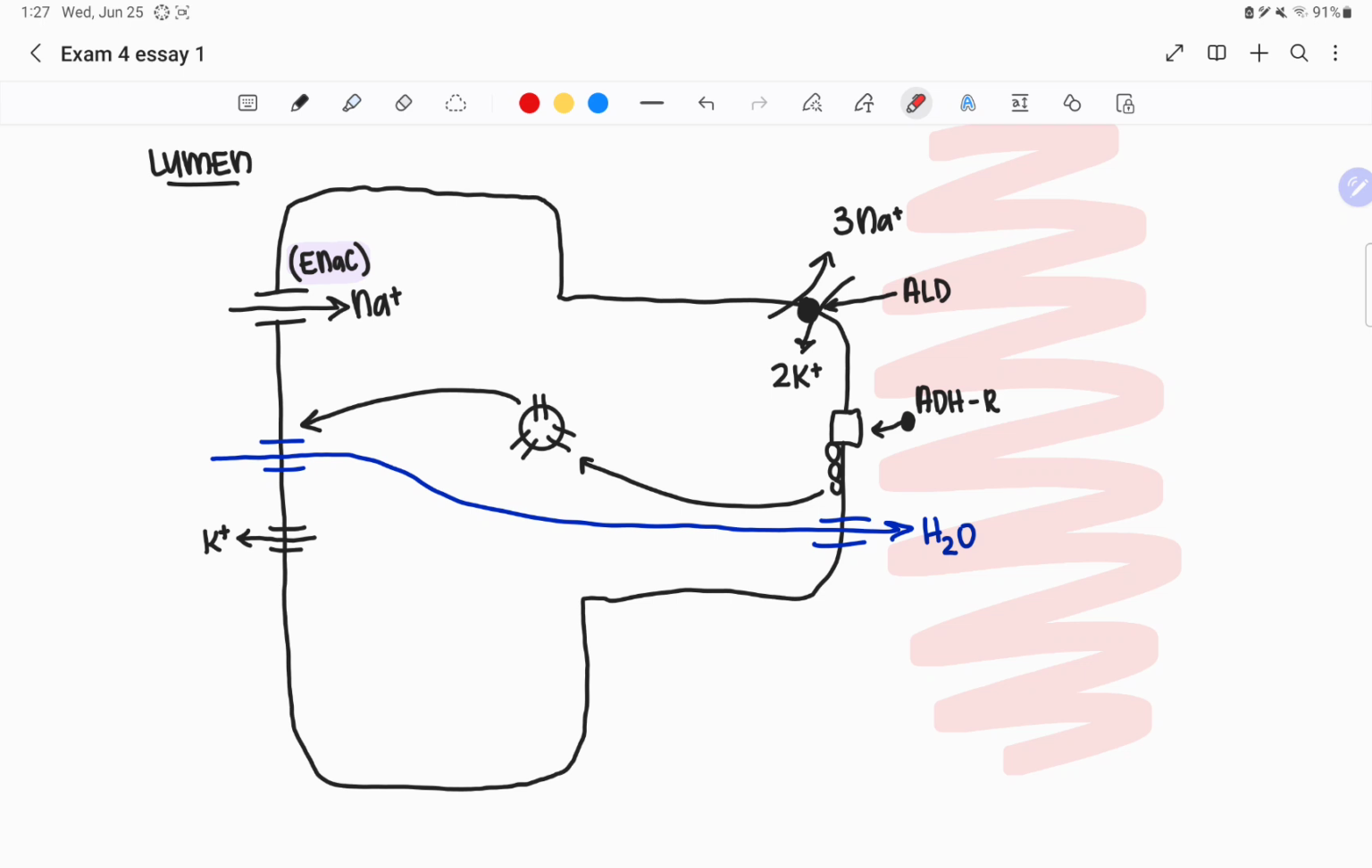Now at the same time, if we have ADH that's released into the system, it's going to act on this G protein here. This alpha subunit is going to come to this vesicle here that has a bunch of aquaporins. When this alpha subunit comes here, it activates this, and it's going to put an aquaporin here on the membrane. Okay, and then that allows water to come through and be put back into the blood. That also is going to help increase our blood pressure, right? Because we're putting more water in. More water, more volume, more blood pressure, higher blood pressure.